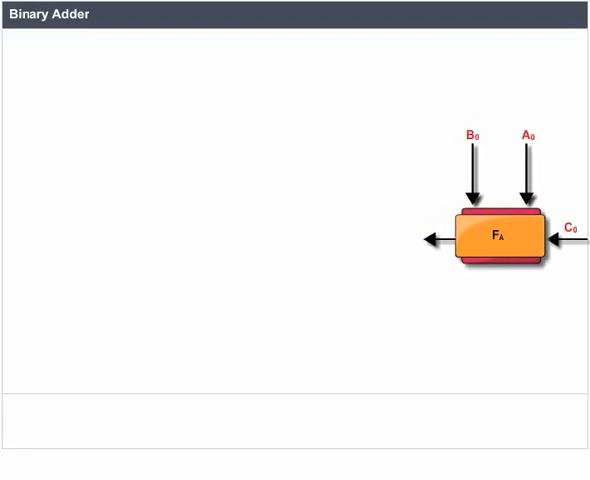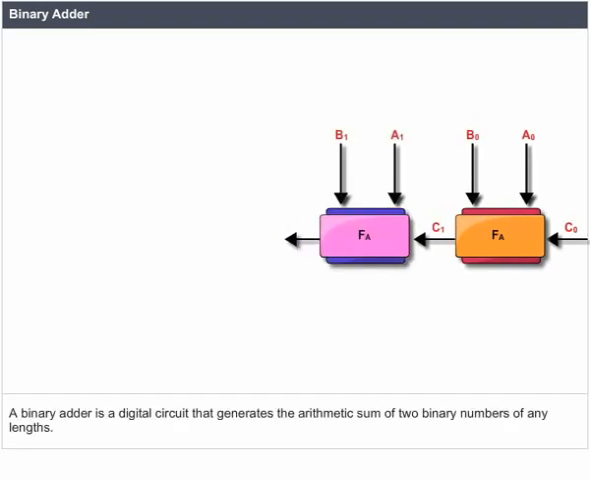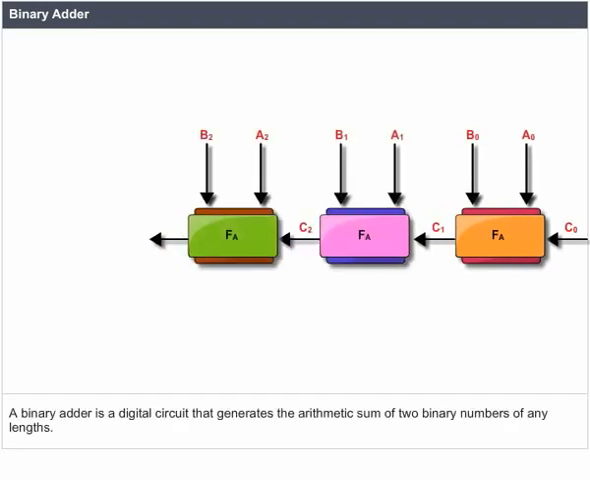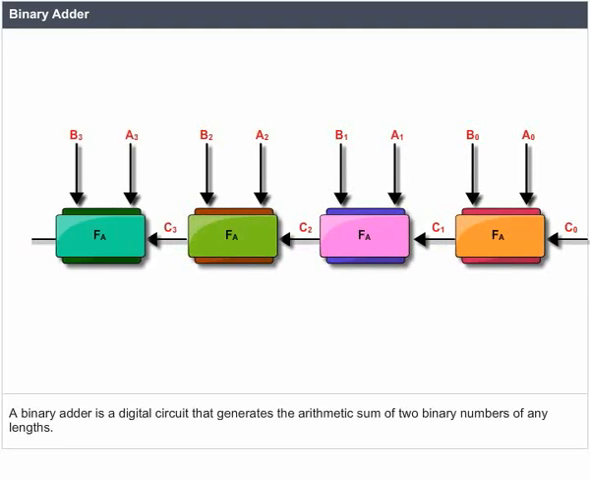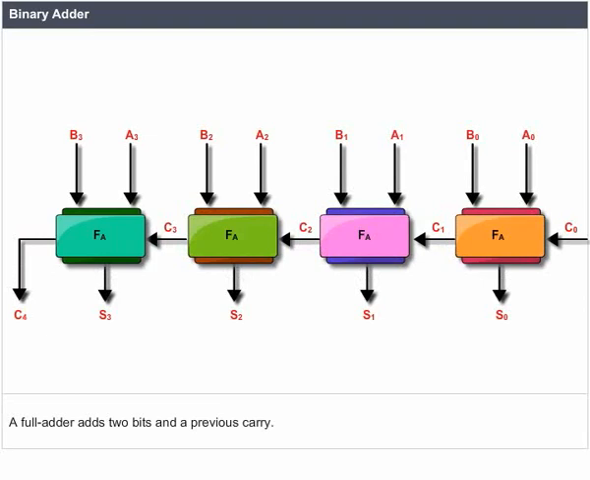Binary adder. A binary adder is a digital circuit that generates the arithmetic sum of 2 binary numbers of any length. A full adder adds 2 bits and a previous carry.